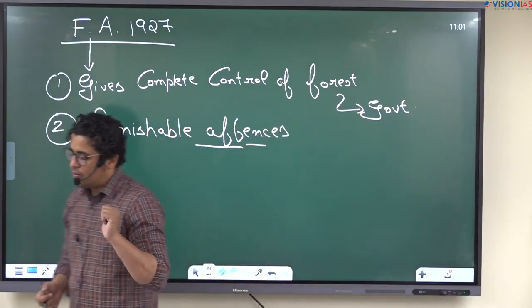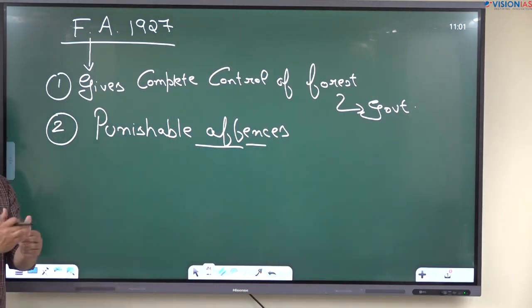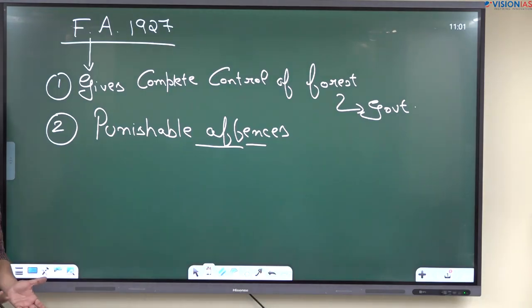So when Britishers came up with this act, they defined what is not allowed in the forest. The same thing is applicable in the present. You cannot go inside the forest and cut a tree. You cannot go inside a forest and start a fire. You cannot take your animals inside for grazing without permission. It is a punishable offense. If a person is caught doing these things, he would be booked under this act. So that is why we follow this act, because it defines punishable offenses.